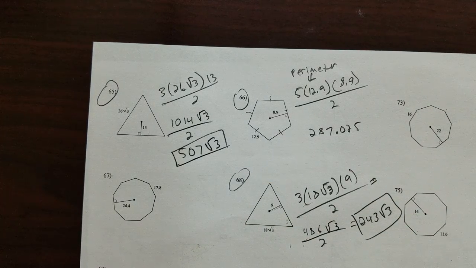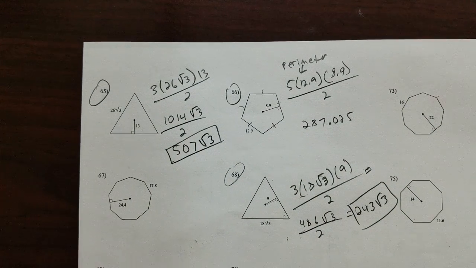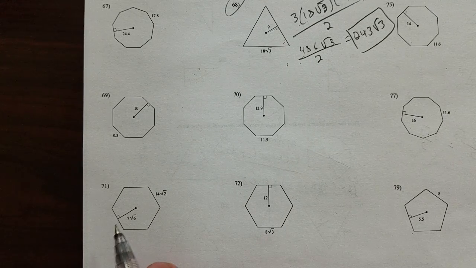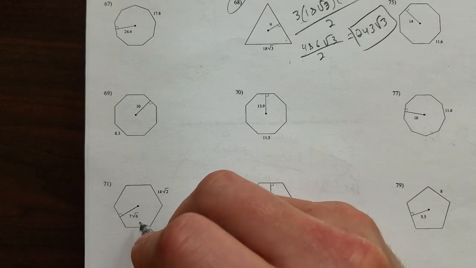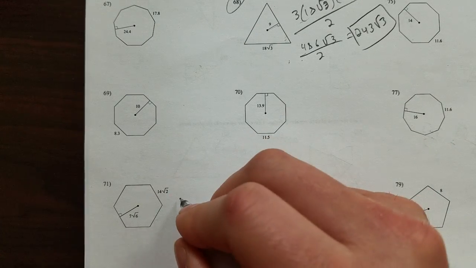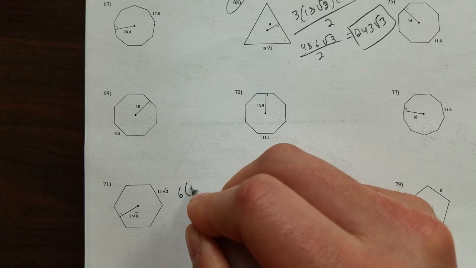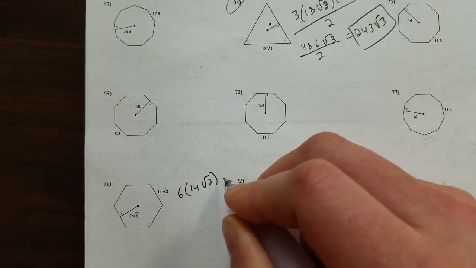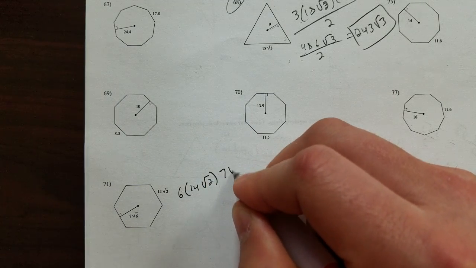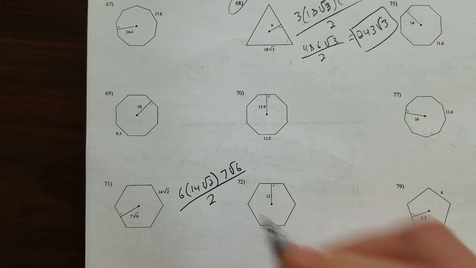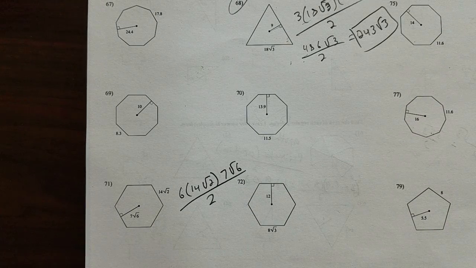And I suppose the most complicated problem you could possibly have would be having a square root in both parts. So we're still going to do the same way. We're going to do the perimeter. So there are 1, 2, 3, 4, 5, 6 sides. 6 times 14 square root of 2 times the apothem, which is 7 square root of 6, all divided by 2. So we have a little bit of simplifying to do. We do 6 times 14 times 7. And we get 588.